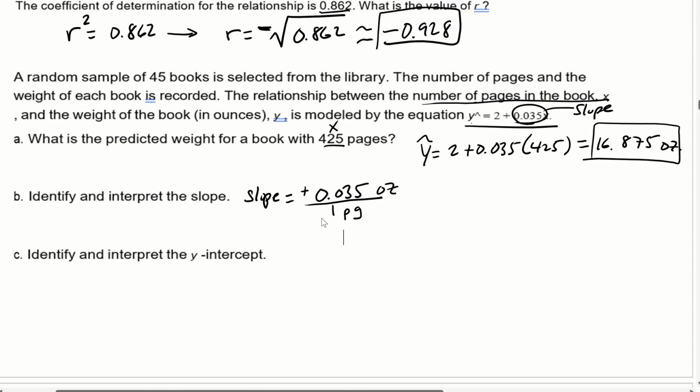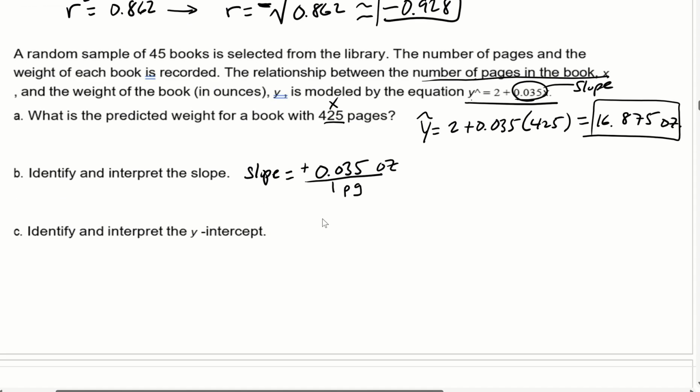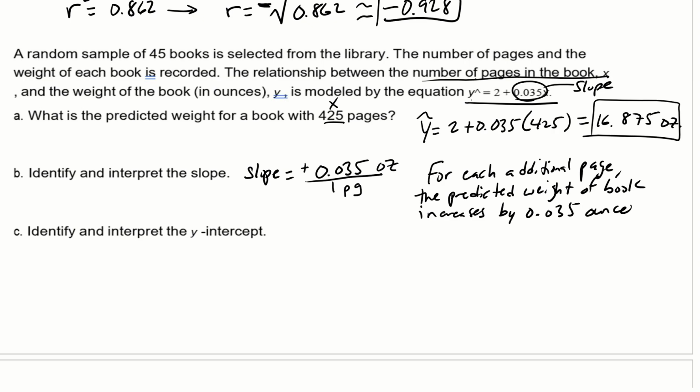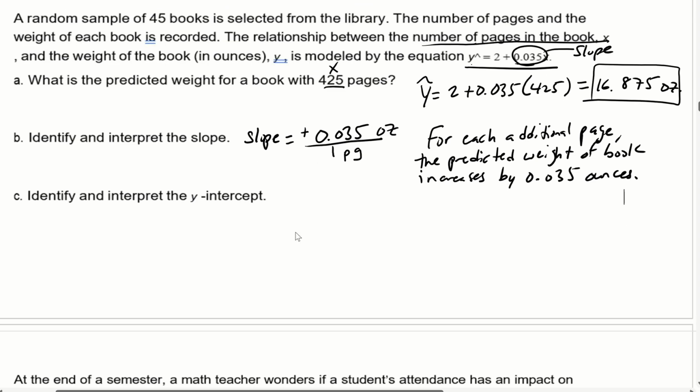Okay, so that's how we're going to word it, or something similar to that. So for each additional page, the predicted weight of the book increases by 0.035 ounces. All right, identify and interpret the y-intercept.